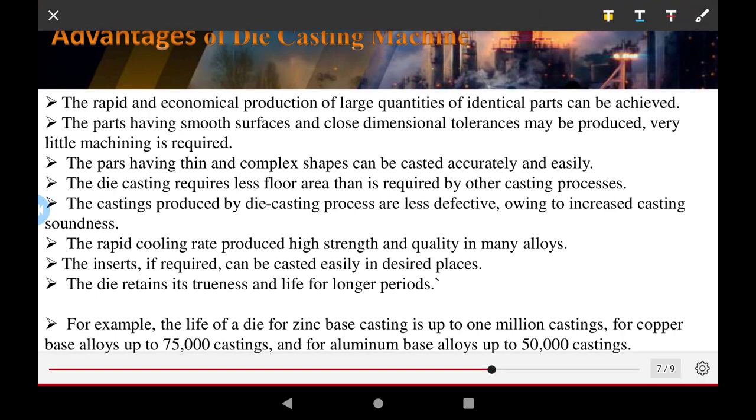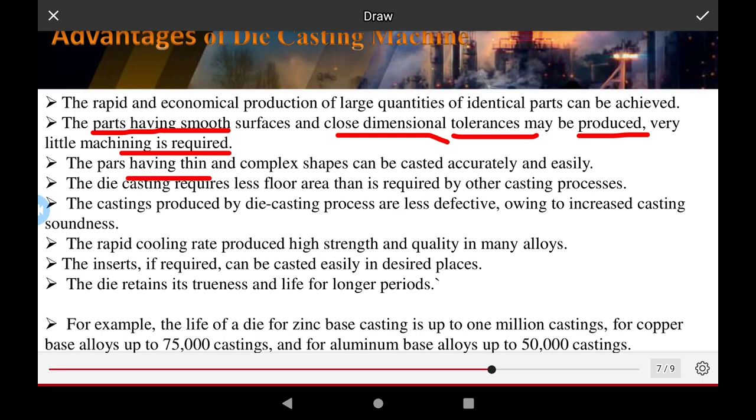Advantages of die casting machine: rapid, economical production of large quantities of identical parts; parts with a smooth surface and close dimensional tolerance can be produced, requiring very little machining; parts having thin or complex shapes can be cast accurately and easily.